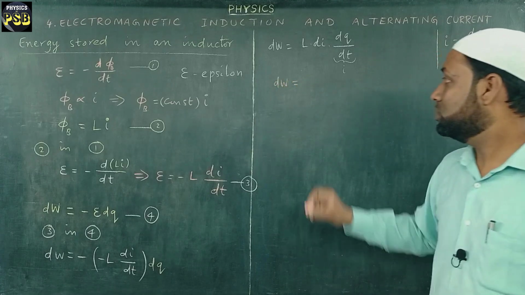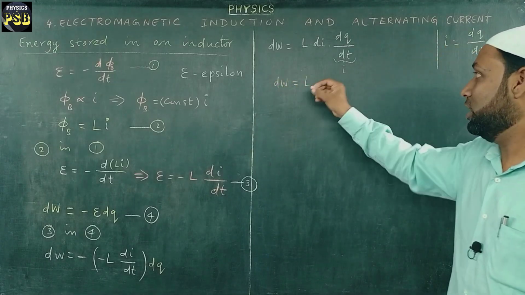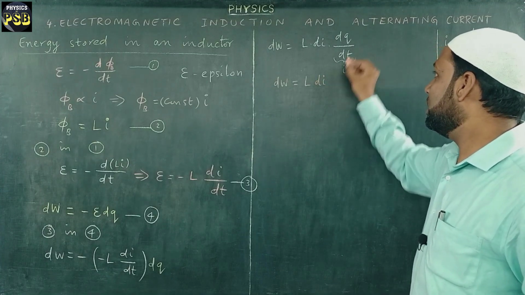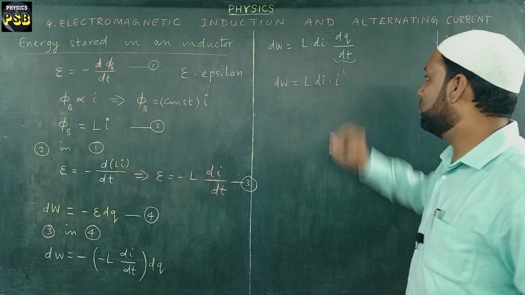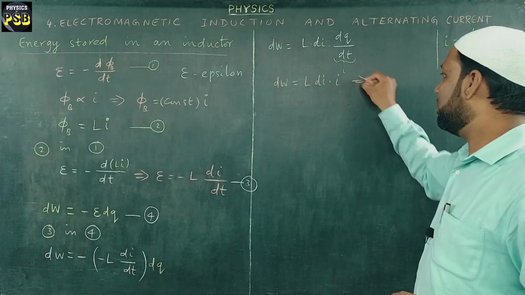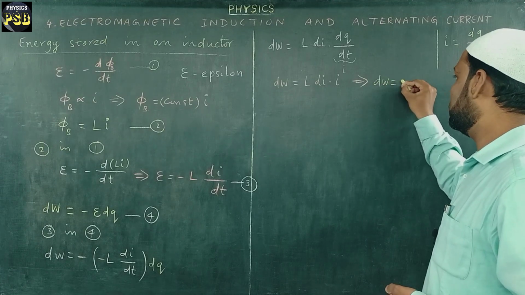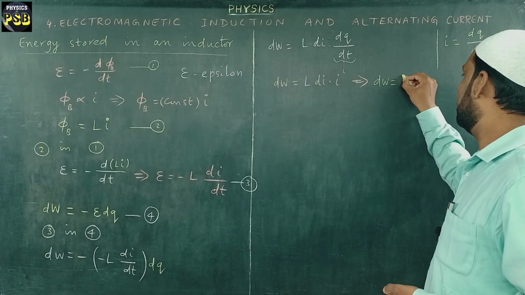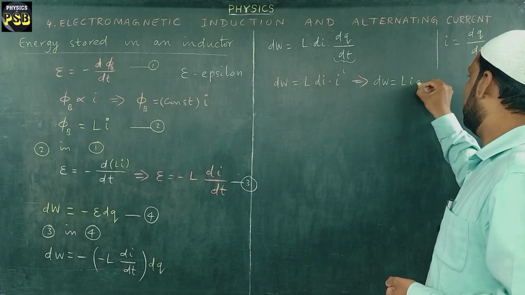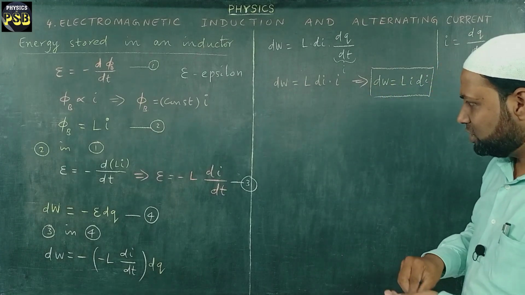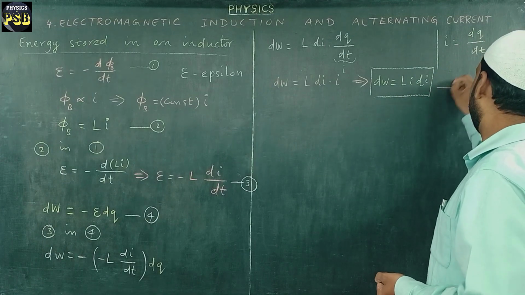Clear? So dW, which is the work done to establish current in the coil, is equal to L multiplied by di, and here what you get is I. Now I rearrange this and write it in this manner: dW equals L I di. I box this and name this one as equation number 5.